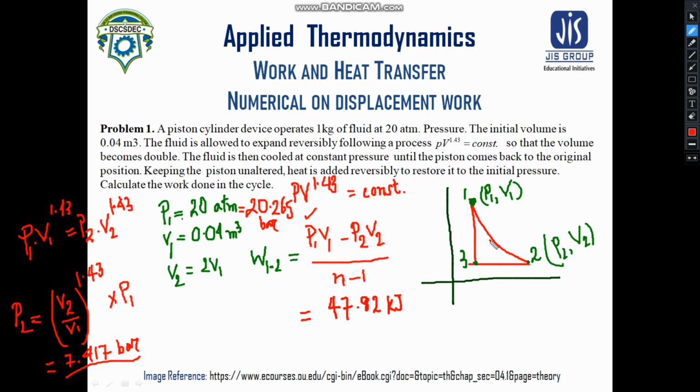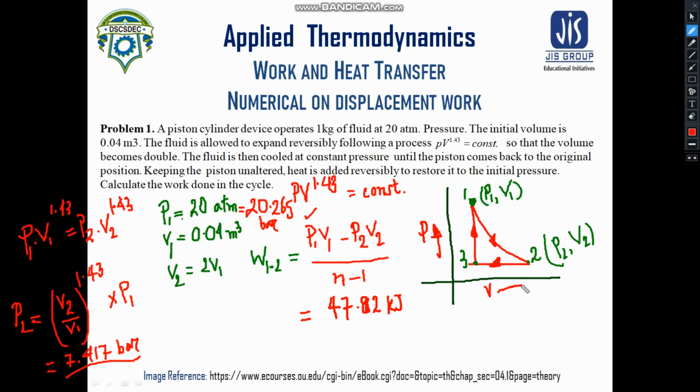So for the first process, the polytropic process, you find the work done becomes 47.82. So this problem was very simple. Now there is something left over. The work done for the process 2 to 3 needs to be calculated. So this is a what? This is an isobaric process. So what is the formula for isobaric process?